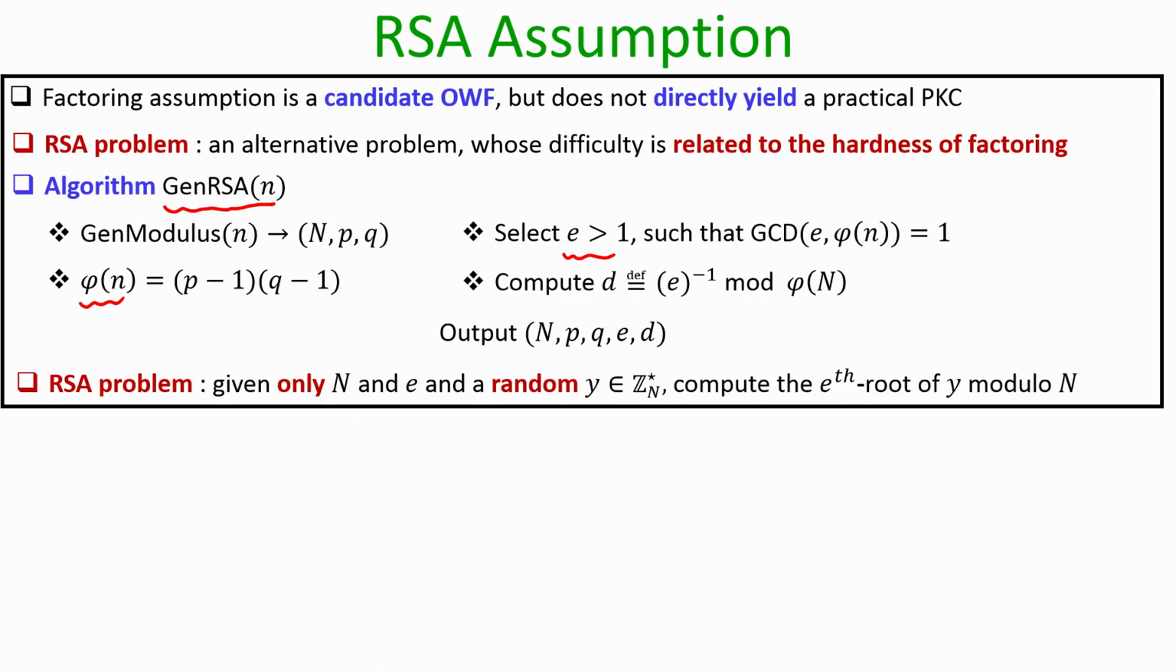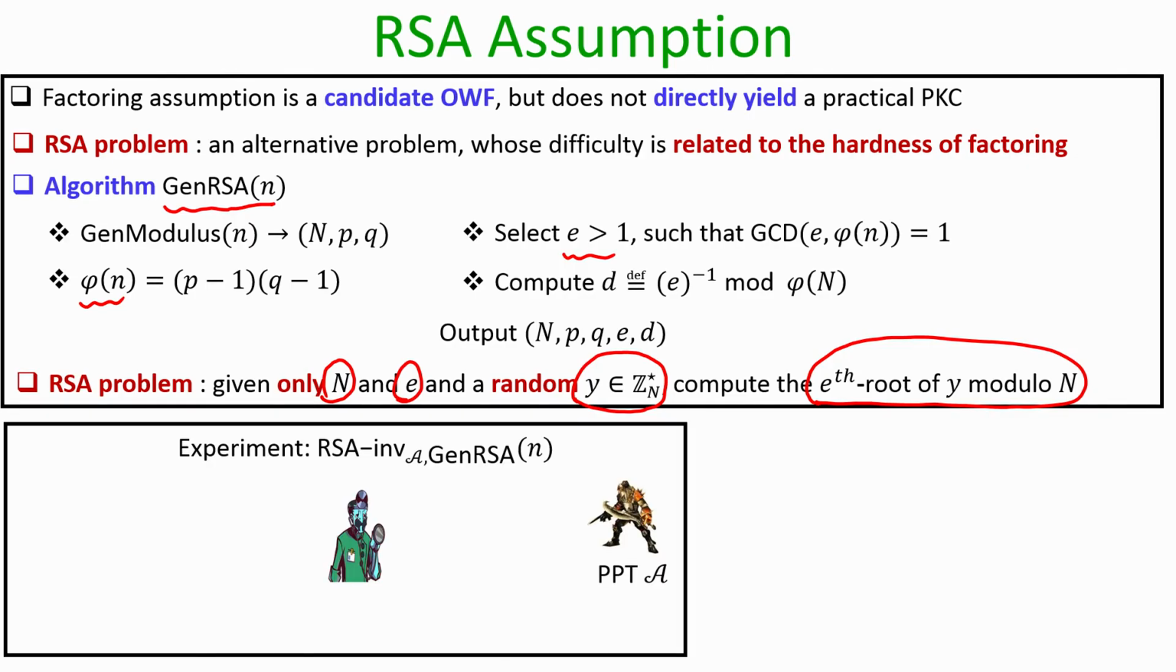Now, intuitively the RSA problem is: if you are given just a public modulus N and a public exponent e and a random element y from the set Z_N star, then the challenge for you is to compute the eth root of y modulo N without actually knowing the value of d or without knowing the prime factorization of N. I stress that the challenge is to compute the eth root modulo N, because if I just challenge you to compute the eth root without modulo N, that is very easy to do. The challenge here is to compute the value of the eth root of the random y modulo N, which is formalized by this experiment which I call the RSA inverse experiment.